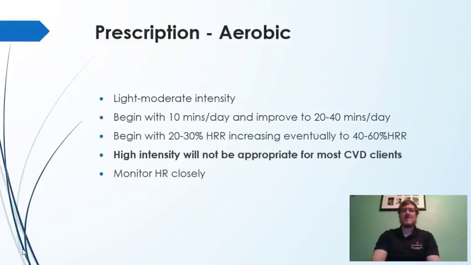Prescription for aerobic exercise. Light to moderate intensity. Begin with 10 minutes a day and improve to 20 to 40 minutes per day. Begin with 20 to 30% of your heart rate reserve, increasing eventually to 40 to 60% of your heart rate reserve. High intensity will not be appropriate for most clients with CVD. Please monitor heart rate closely.